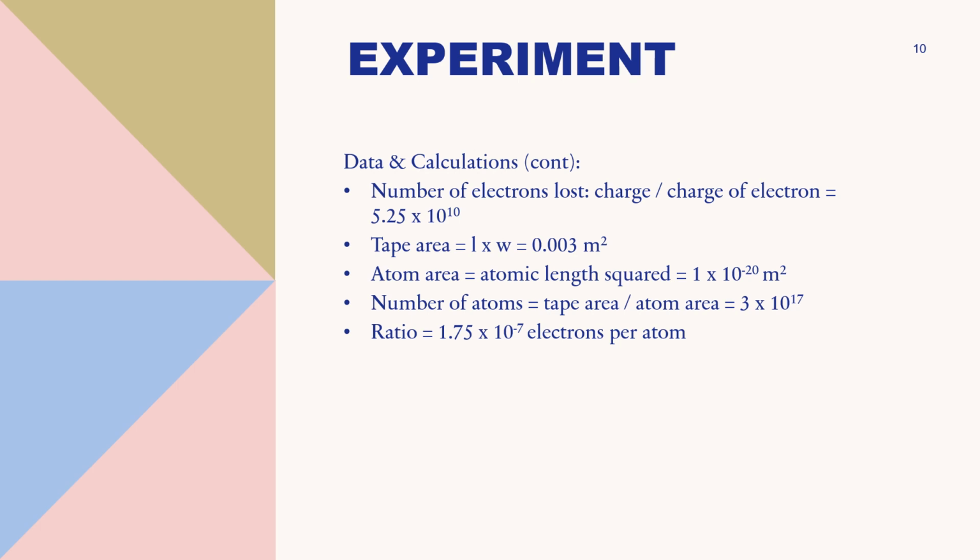The area of the tape was its length times its width, yielding 0.003 meters squared. The area of an atom is just the length of an atom squared. The number of atoms was found by dividing the tape area by the area of an atom, which was 3 times 10 to the 17th atoms. And lastly, the ratio was 1.75 times 10 to the negative 7th electrons lost per atom.